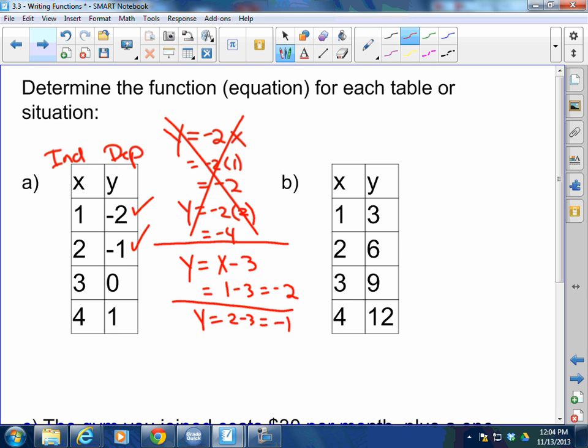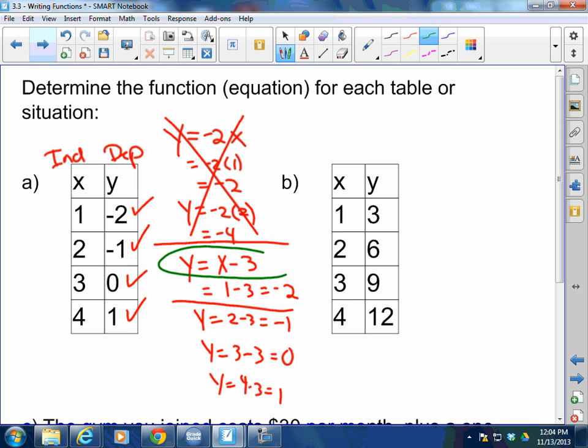Okay. When x is 2, what's 2 minus 3? -1. It works. When x is 3, what's 3 minus 3? 0. It works. When x is 4, what's 4 minus 3? 1. It works. So what is my function? My function that works for every single ordered pair that I have here is y equals x minus 3. So you're going to have to guess and actually check until you see that it works for all of them.